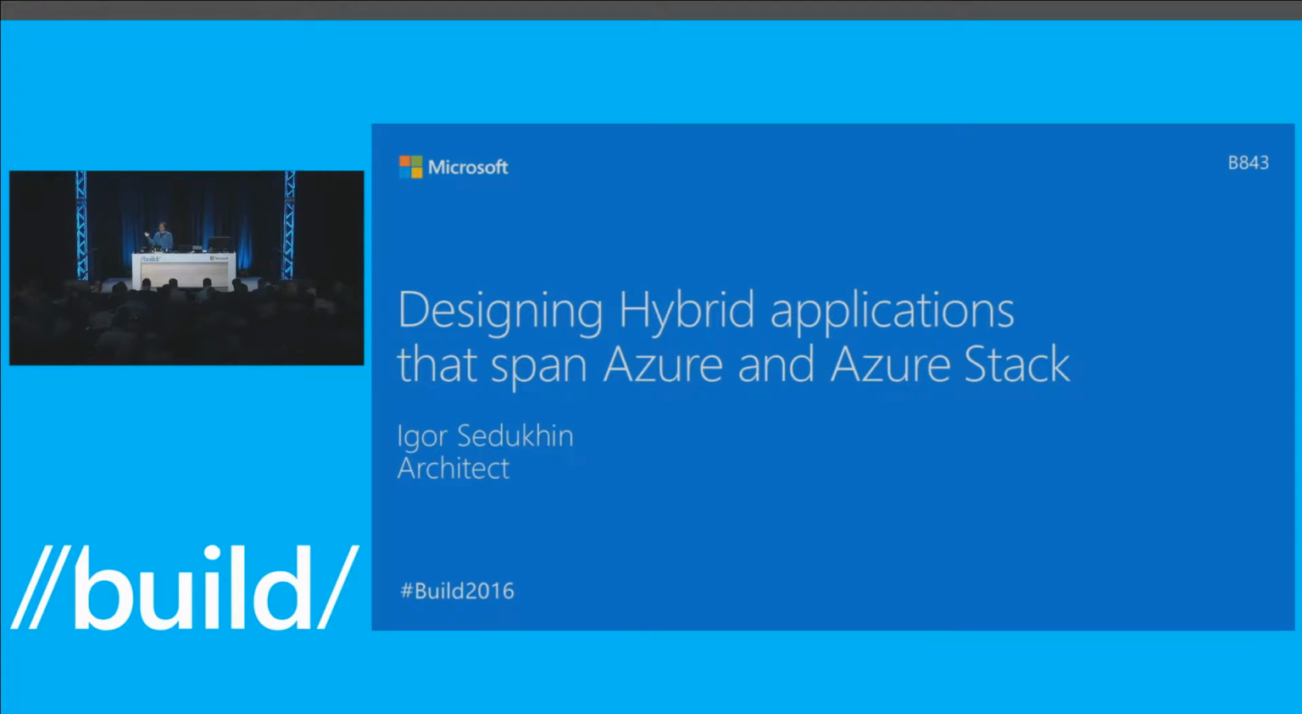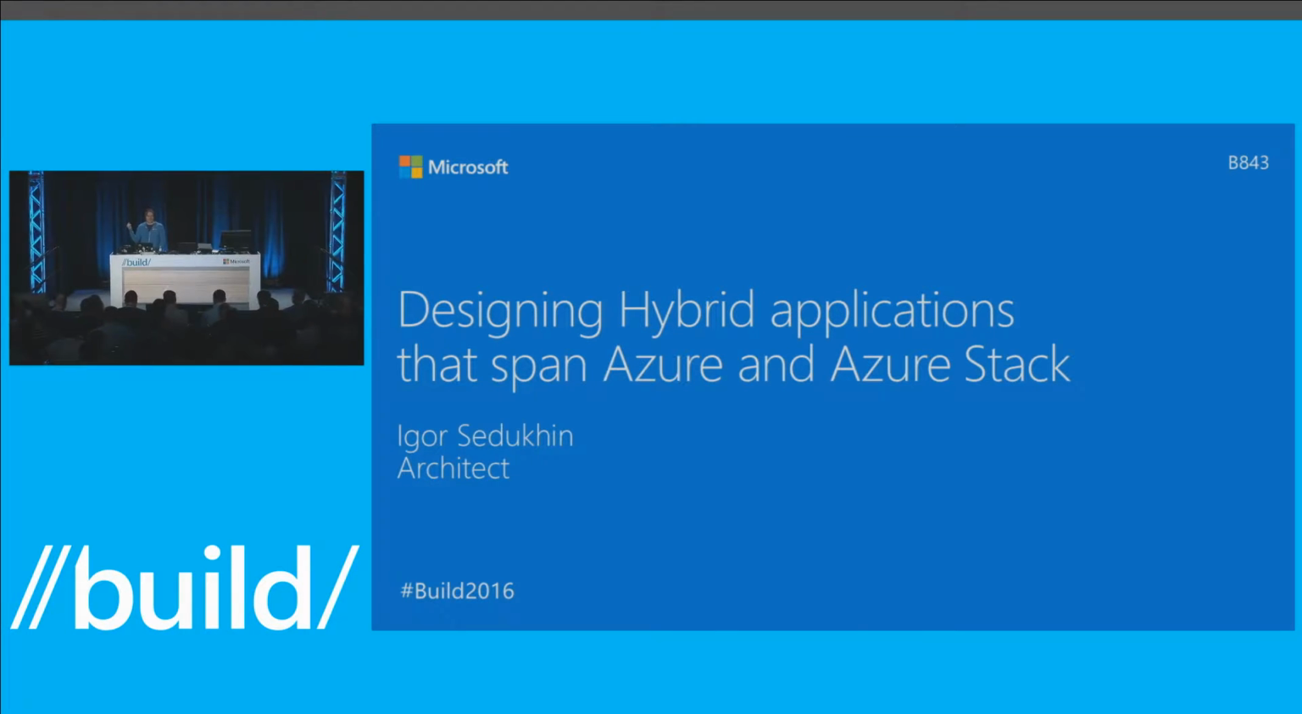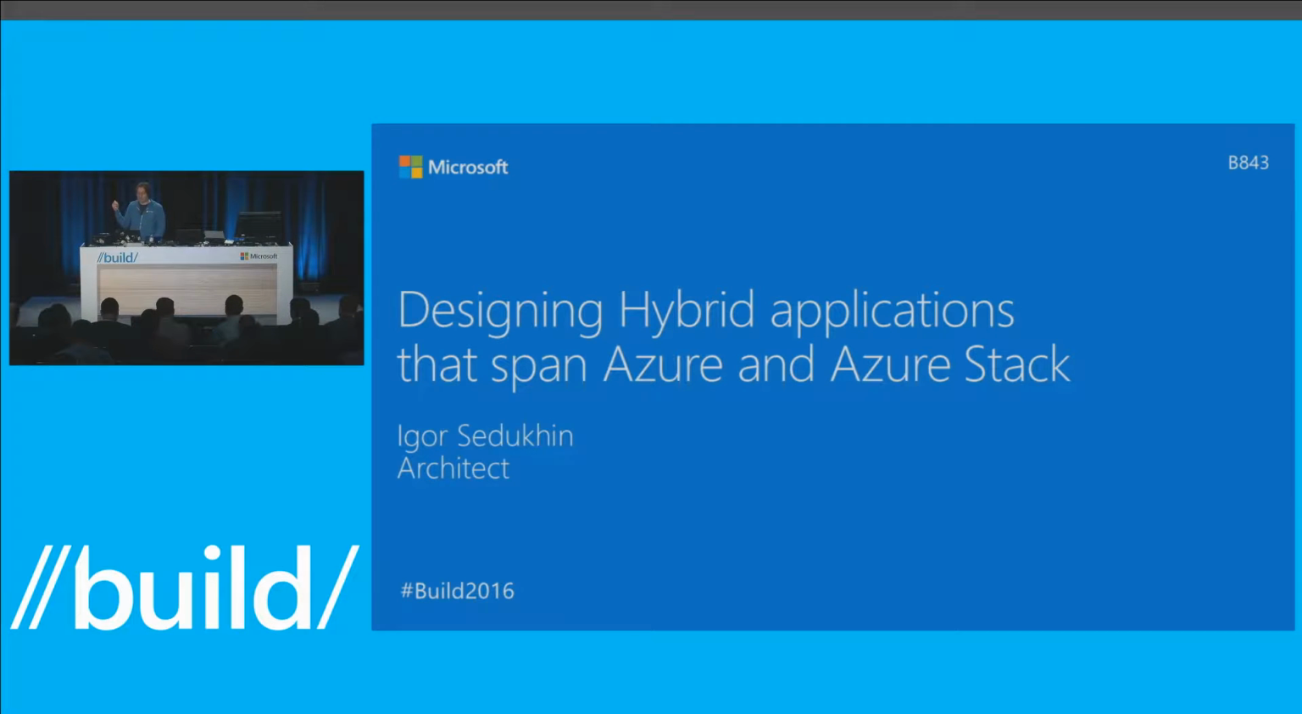So my name is Igor Sedukin. I'm an architect on Azure Stack team. But actually, I span Azure Stack and Azure, and my job is to make hybrid possible. In other words, the apps that span clouds. So I work a lot on Azure, making sure Azure is deliverable as Azure Stack instance.